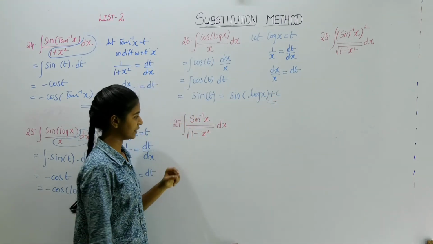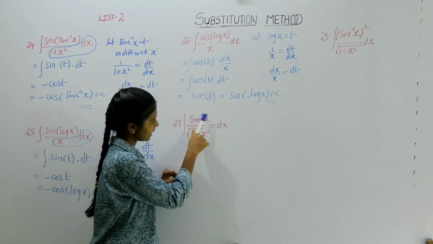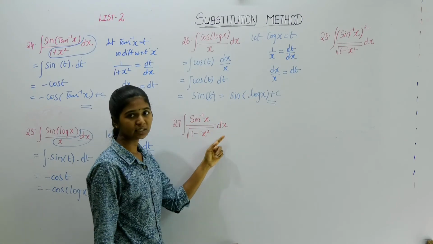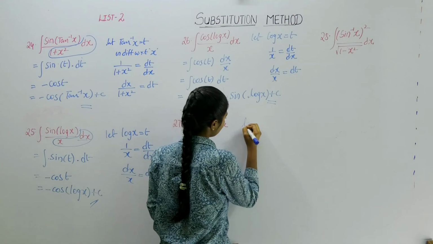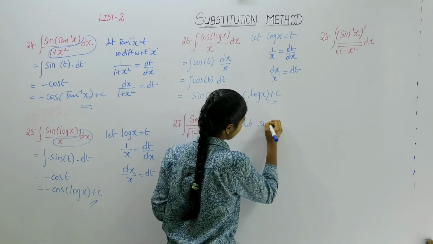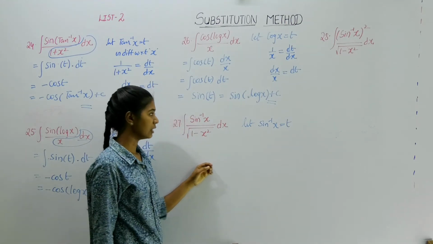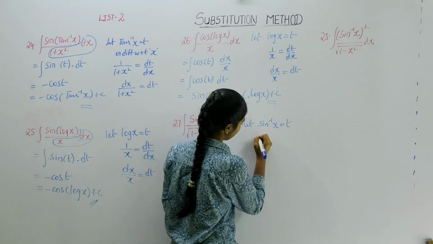Next, 27th one. It is given as integral sin inverse x by square root of 1 minus x square dx. Now, let us assume sin inverse x is equals to t. Now, applying differentiation on both the sides.